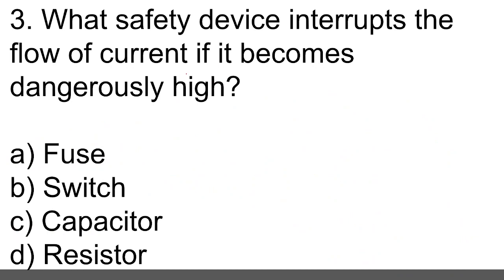Number 3. What safety device interrupts the flow of current if it becomes dangerously high? Okay? So, what we are currently focusing on here is what we call electric protective devices. We have fuse, we have circuit breaker, and we have the main switch. Okay? So these three are all electric protective devices, but these three are distinct with each other.